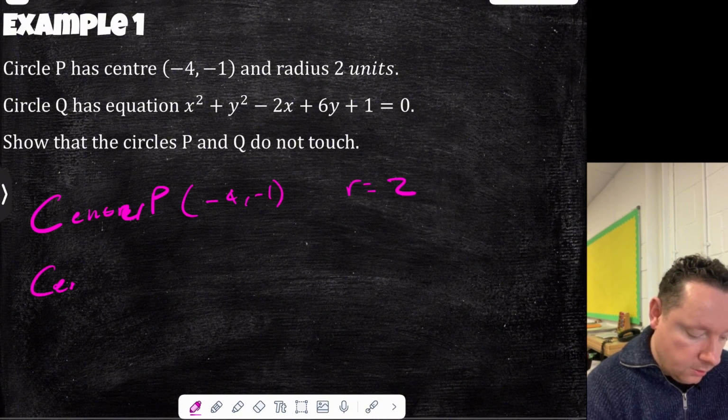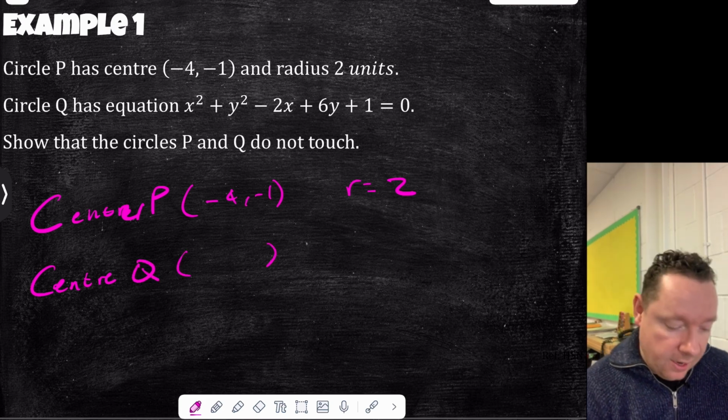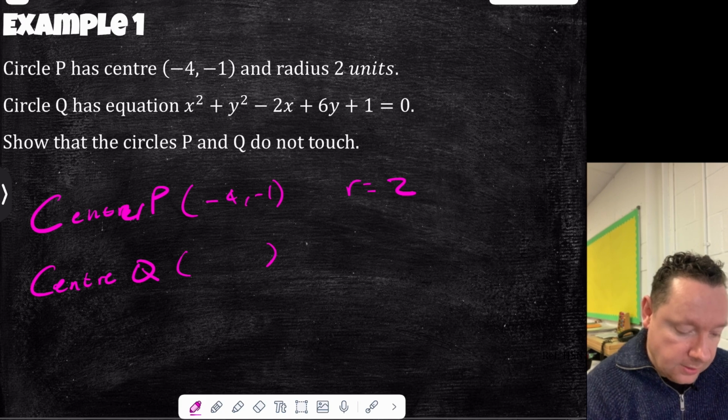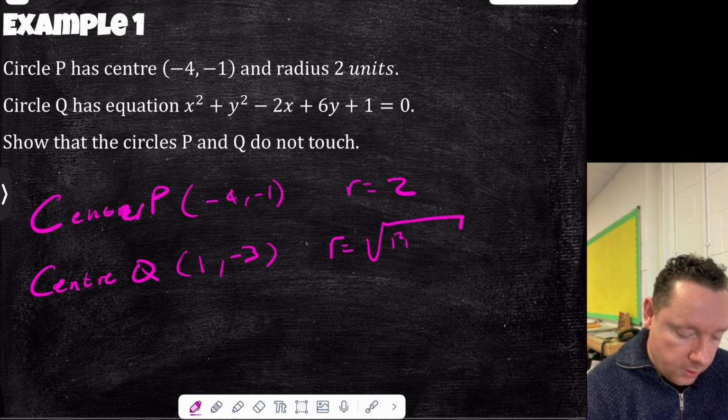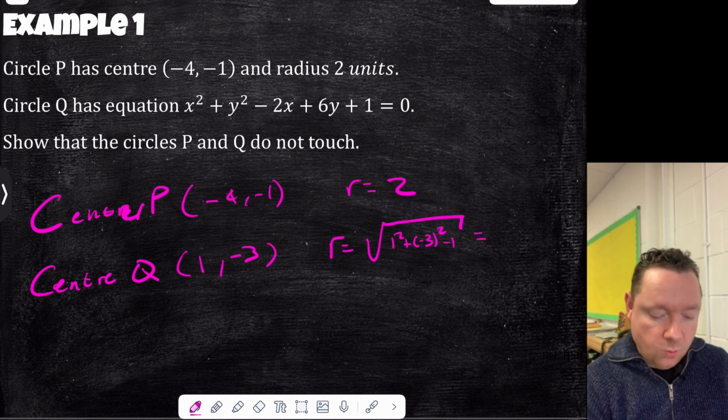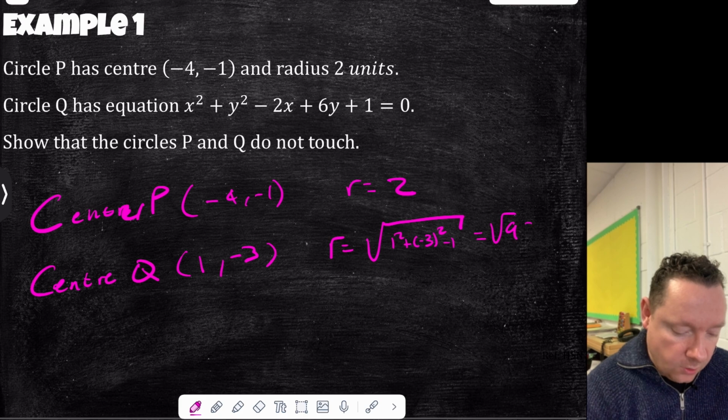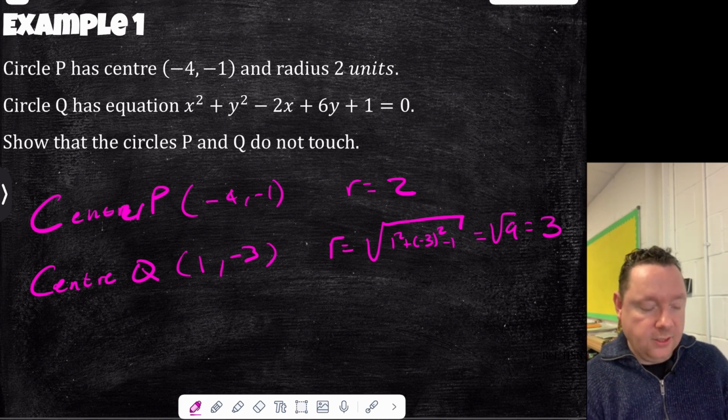And the centre of Q, well, remember that's (-g, -f). So g is -2, so that becomes -(-1), which becomes 1. And then we've got 6, and 6 divided by 2 is 3, so that's -3. And the radius is equal to the square root of 1 squared plus (-3) squared minus 1. 1 squared is 1, 3 threes is 9, 9 plus 1 is 10, minus 1 is 9, that's root 9, which is equal to 3. So we know our two radiuses are 2 and 3.